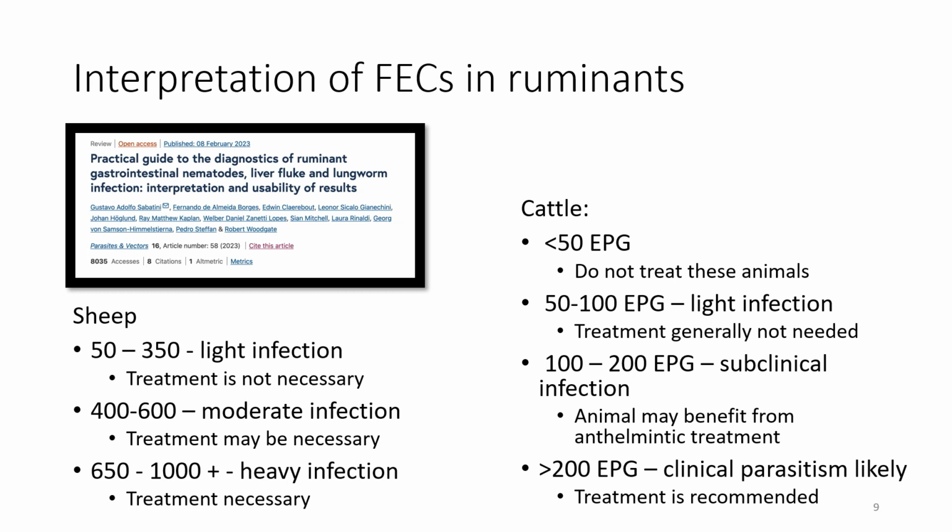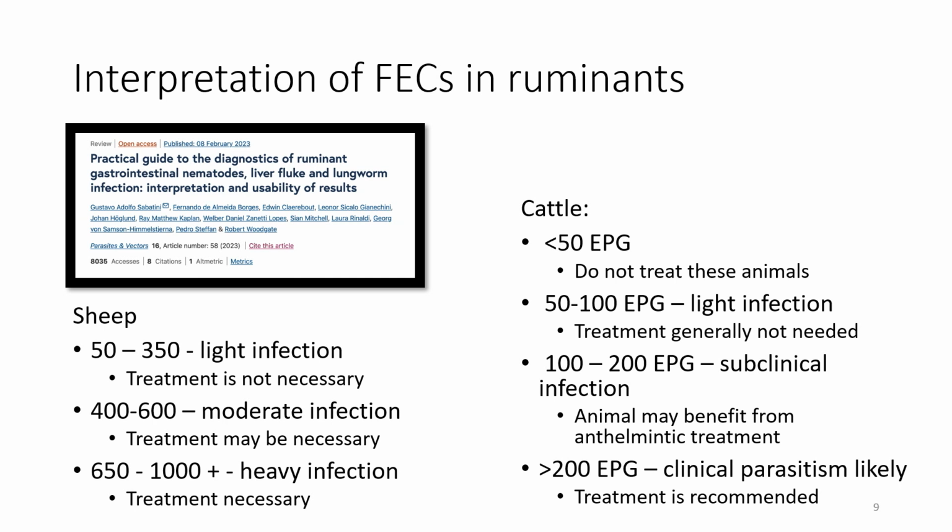Between 50 and 100 eggs per gram, it's again a light infection, and unless your animal is showing clinical signs, you do not generally have to treat. But you as a veterinarian get to decide if that animal really needs treatment. So you're going to look for clinical signs, signs of weight gain. If the animal's gaining weight and it's looking all right, then with this 50 to 100 eggs per gram, you do not have to treat.